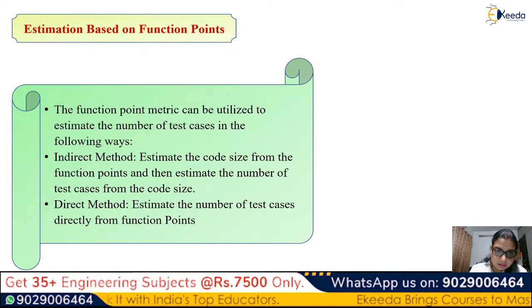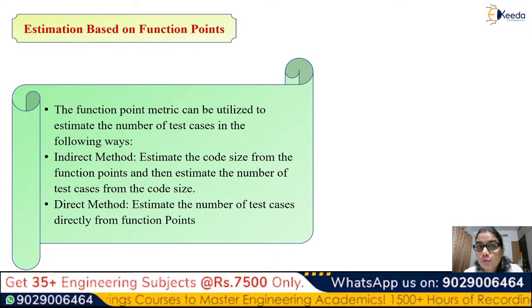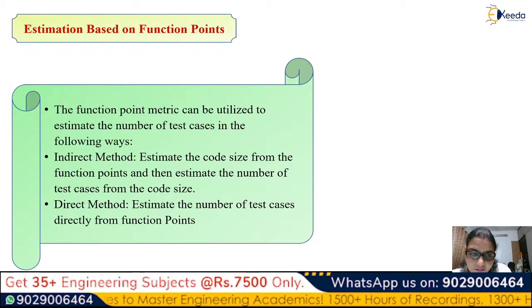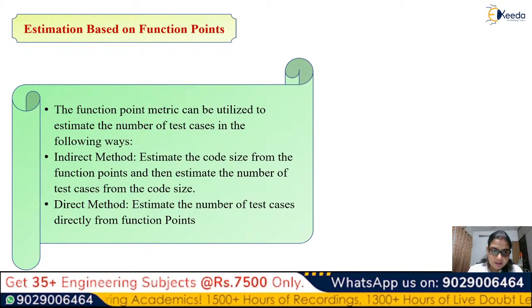But again, we have not stopped yet, we still have to work on this. This is just the beginning. So there are two types to define, an indirect method and a direct method. Again, what are the two ways? We'll see. The code size is estimated from the function points, and the number of test cases is estimated from the code size.